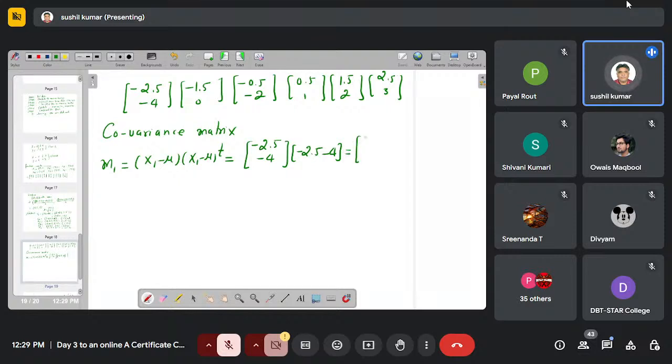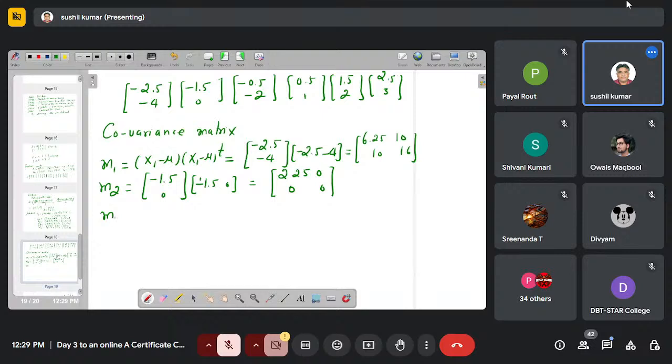So what it will give you is 6.25, 10, 10 and 16. Okay, m2, the next equation you can calculate. So I can write directly here now, minus 1.5, 0, and minus 1.5 and 0. And it will be 2.25, 0, 0, 0.